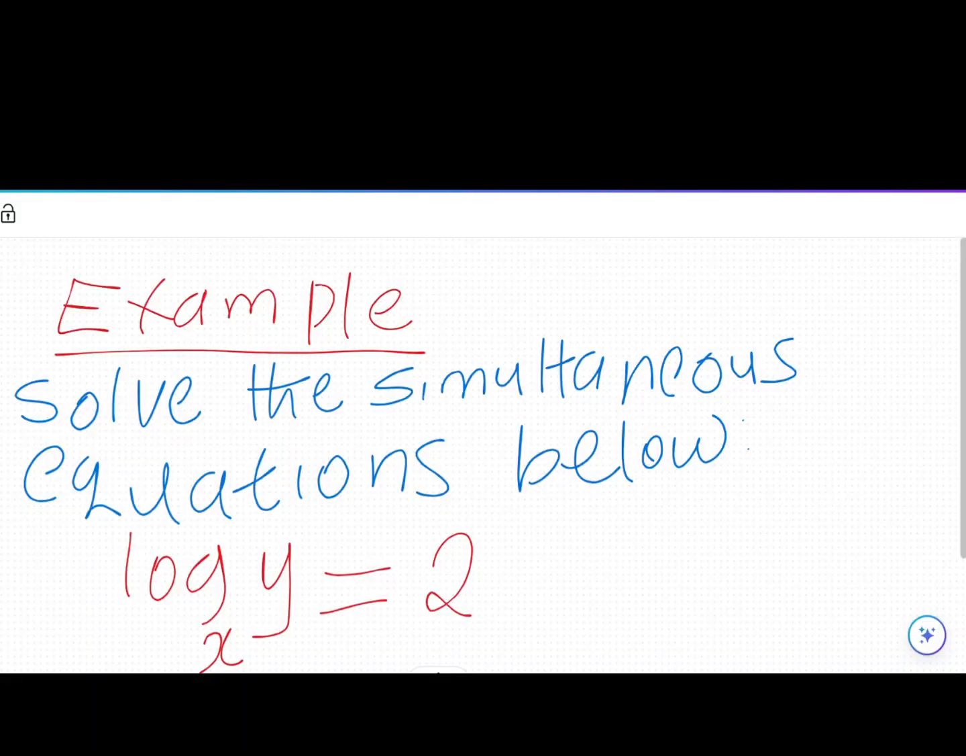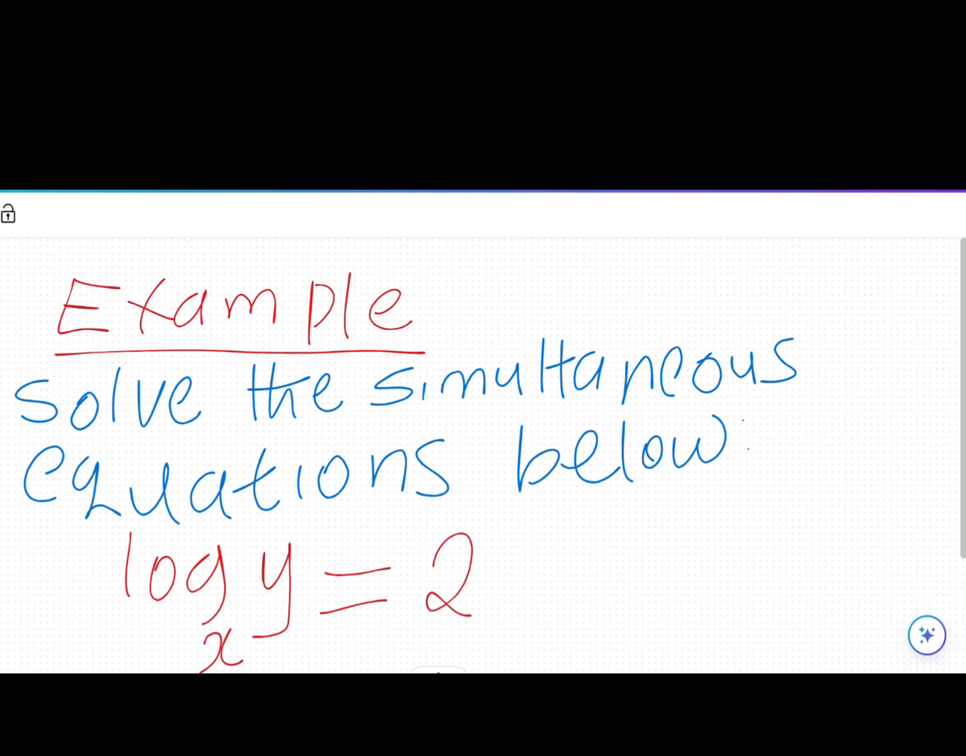Hello, welcome back to our class today. In today's class, we're going to look at logarithmic equations and expressions. And here is the example that we have. Solve the simultaneous equations below.